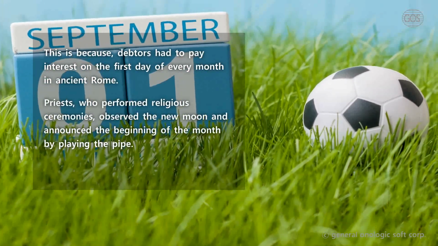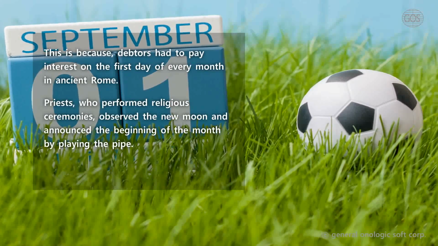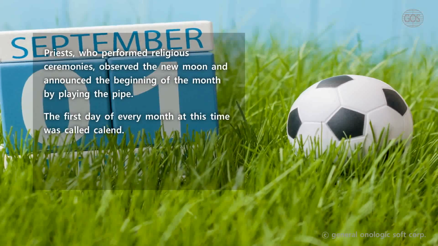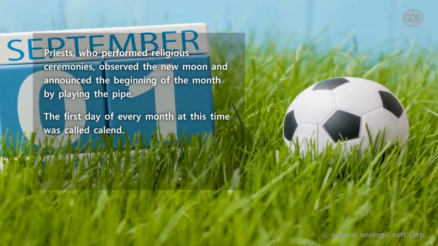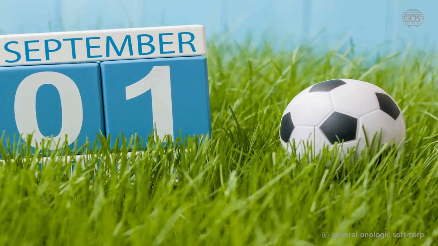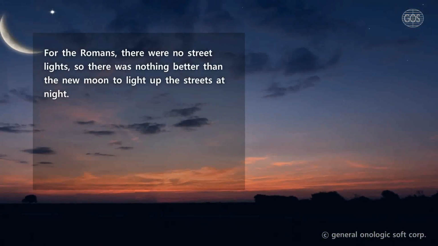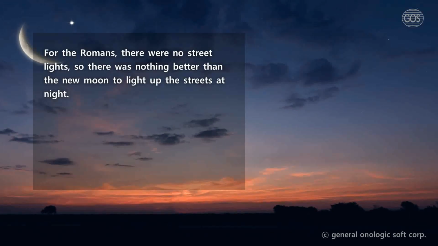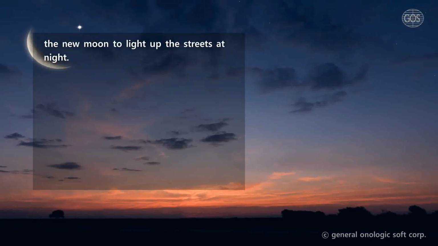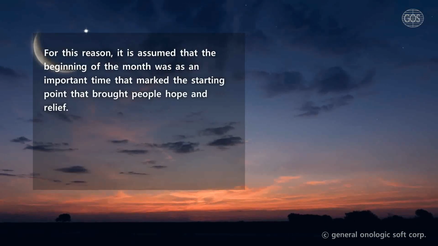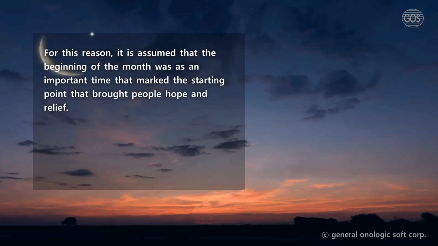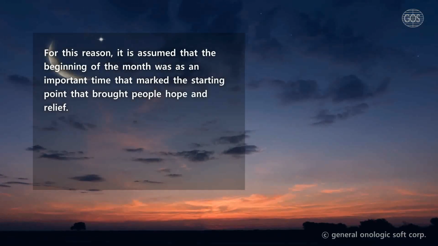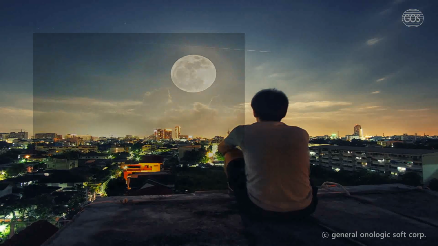Priests, who performed religious ceremonies, observed the new moon and announced the beginning of the month by playing the pipe. The first day of every month at this time was called calend. For the Romans, there were no street lights, so there was nothing better than the new moon to light up the streets at night. For this reason, it is assumed that the beginning of the month was an important time that marked the starting point that brought people hope and relief.